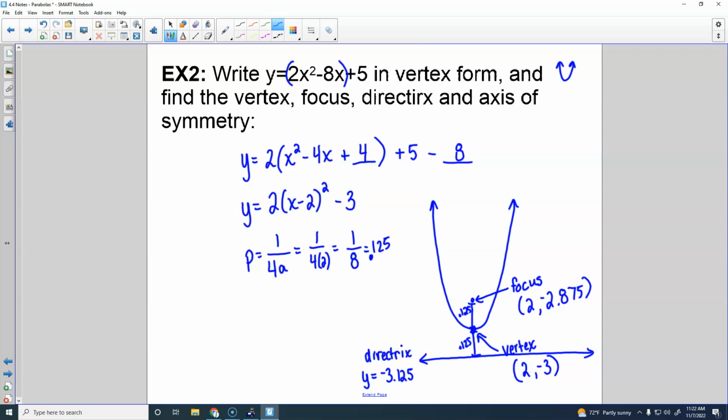And then the last thing that we need is our axis of symmetry here. So axis of symmetry, that is a vertical line. It's x equals, our x coordinate of our vertex is 2. So it's going to be x equals 2.